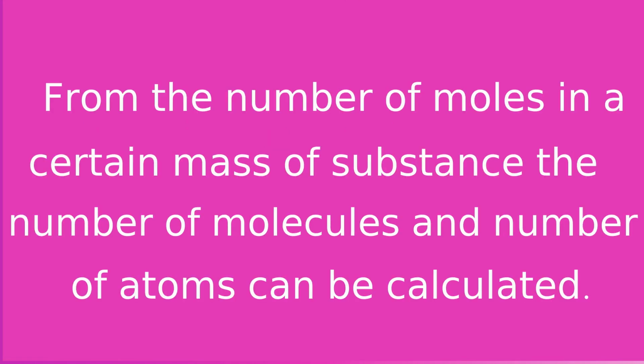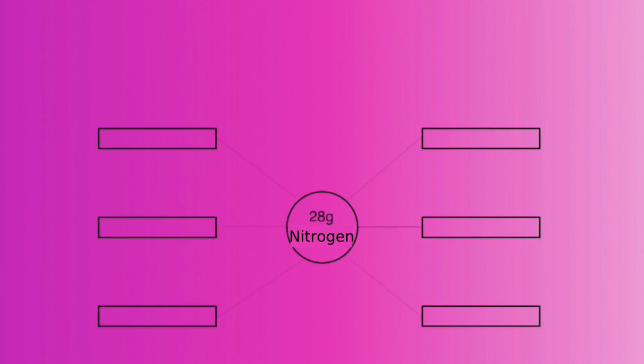From the number of moles in a certain mass of substance, the number of molecules and number of atoms can be calculated. 28 grams of nitrogen is given. Let us find the number of molecules and number of atoms present in this sample.